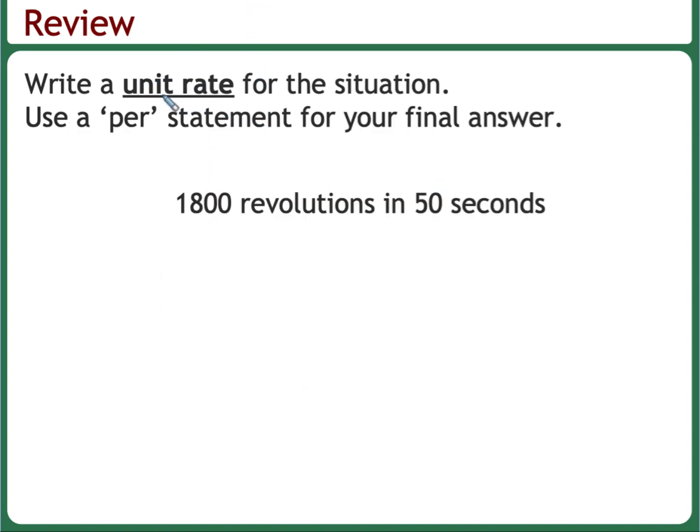Then we talked about this unit rate. So the unit rate is how many of our quantity we have for 1 unit. For, in this case, 1 second, might be 1 hour, might be 1 book. Okay, so then we write a "per" statement for our final answer. So if we set this up as revolutions over seconds, we have 1,800 over 50. We want to know how much that is for 1 second. And then we're going to write that as a "per" statement.